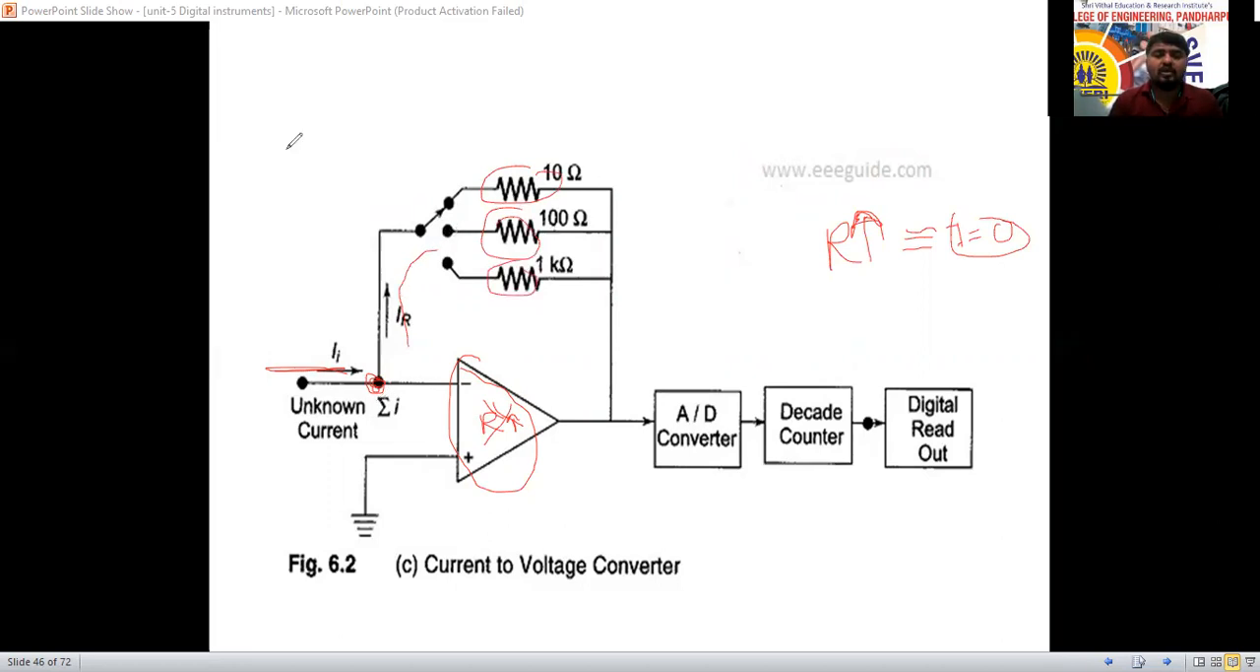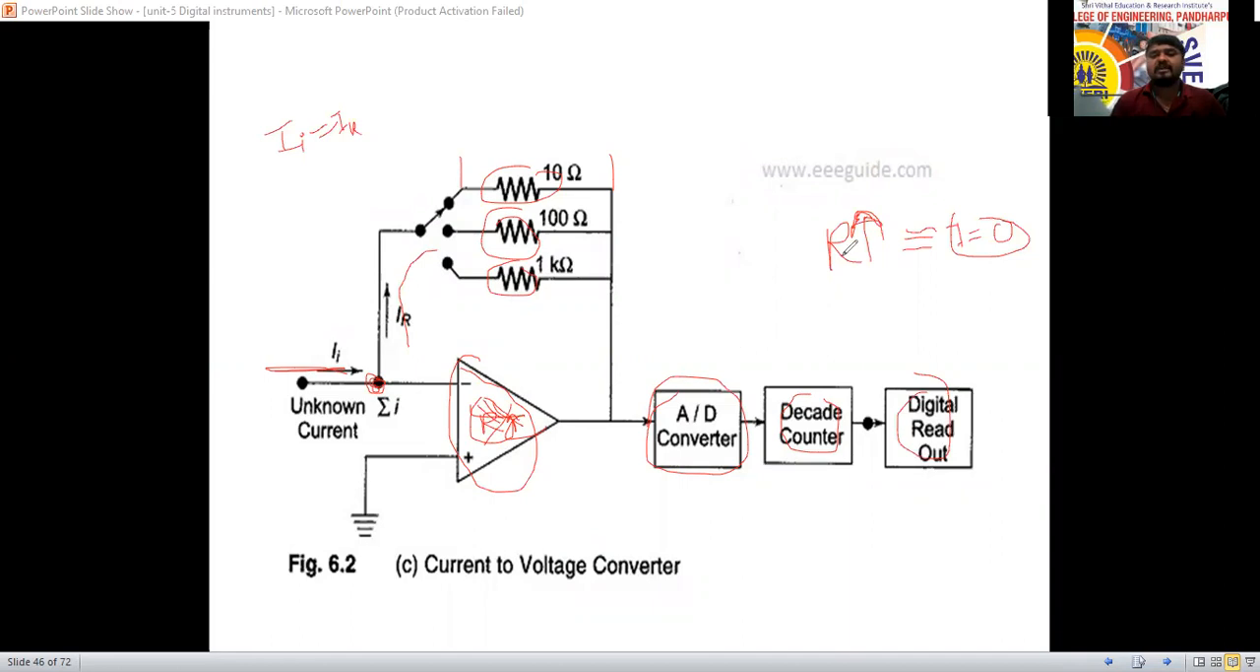Almost all of the input current flows through the resistance, which is called the reference current. Because of the high input resistance, current will not flow into the amplifier; it is blocked. The current flowing through the resistance creates a voltage drop, IR. We can measure that voltage drop, do analog to digital conversion, and the decade counter counts the pulses to give the digital output.